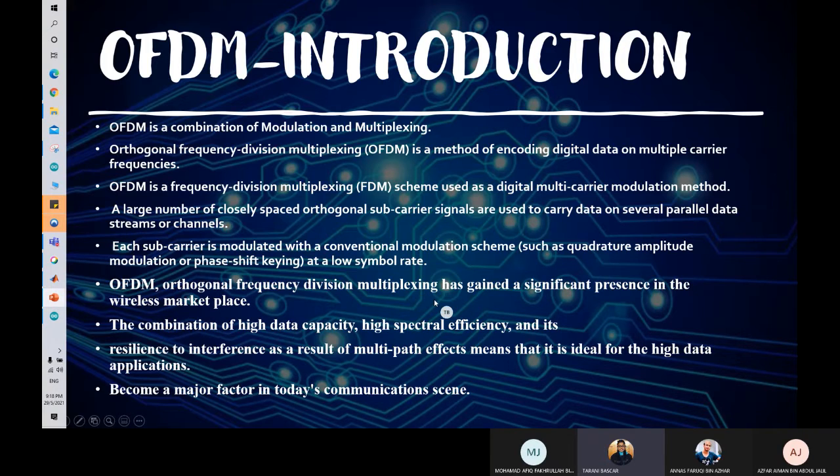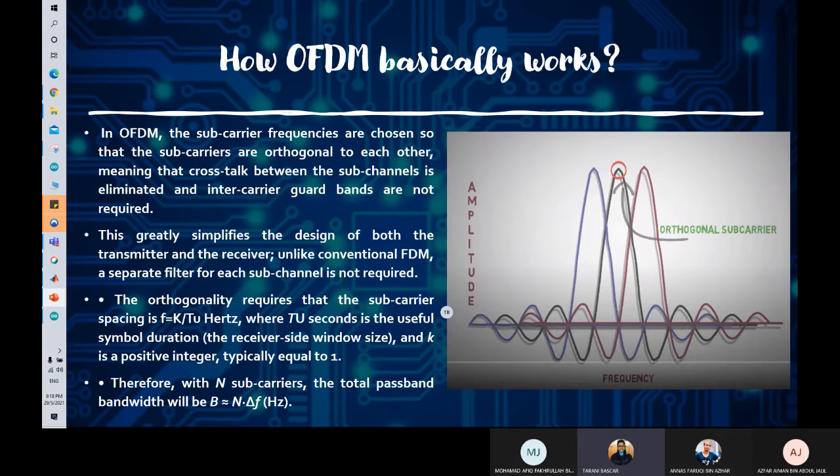or channels. So basically it has gained a significant presence in the wireless marketplace, combining high data capacity with high spectral efficiency. It has high immunity to interference as a result of multipath effects. That means it is ideal for high data transmission applications. And the next slide will be how it basically works.